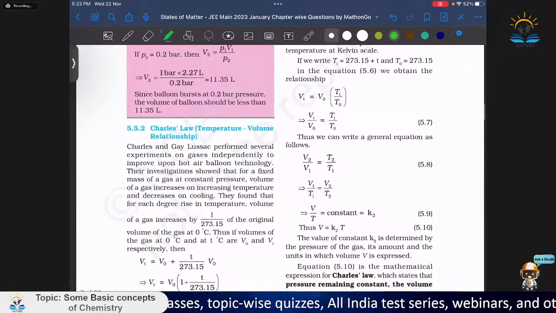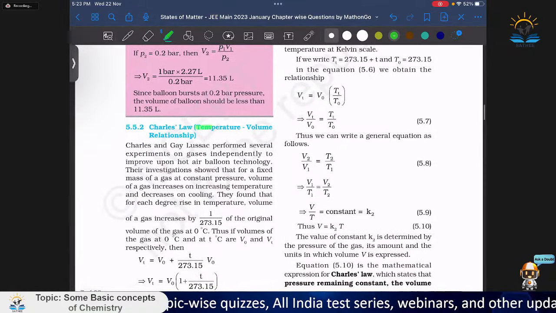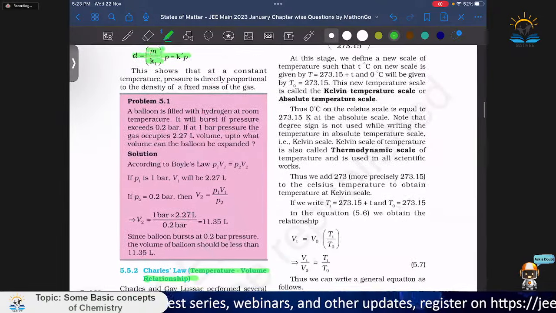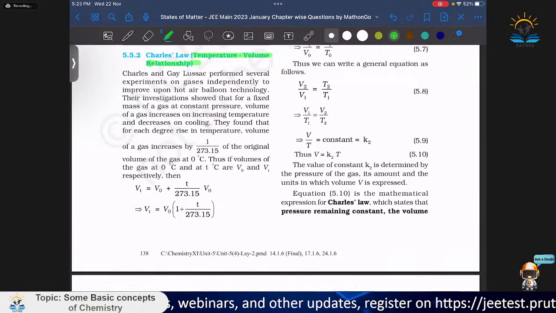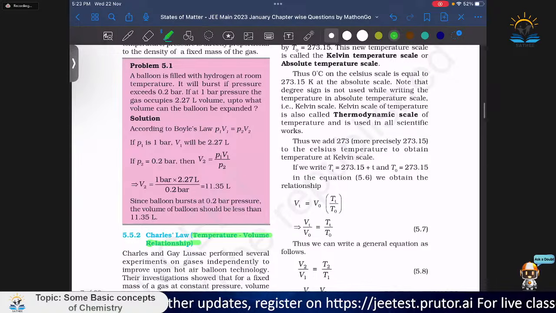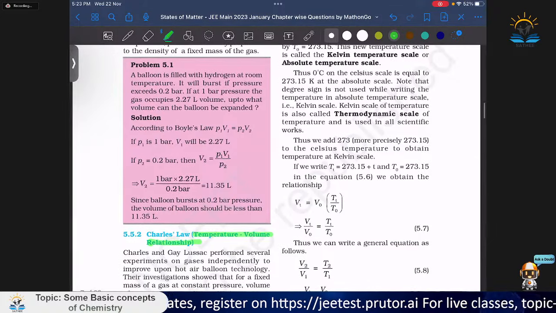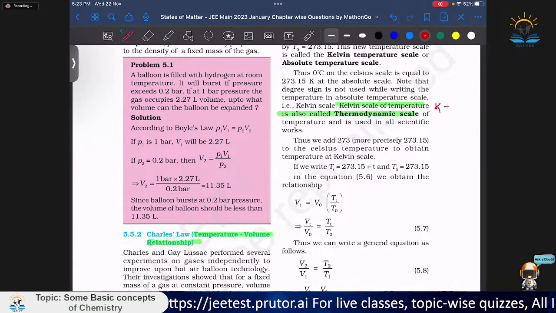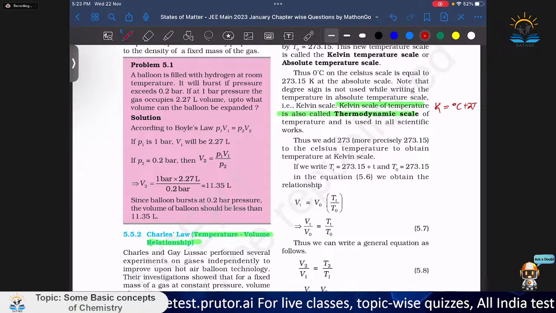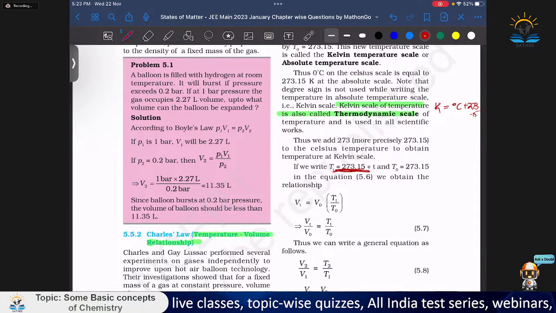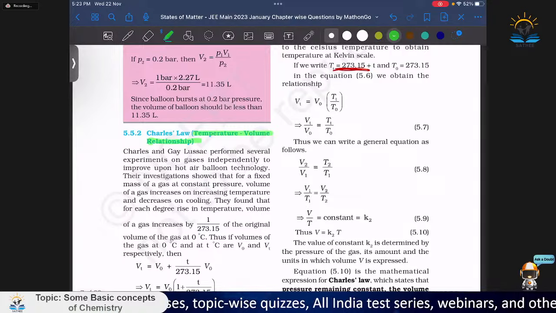Next, we have Charles's law. After Boyle's law, Charles's law explains the temperature and volume relationship at fixed pressure. Before we move on to Charles's law, they have given us a small definition of the Kelvin scale. We don't need to remember all this. We just need to remember that the Kelvin scale is called the thermodynamic scale, and Kelvin is equal to degrees Celsius plus 273.15. We need to add 273.15 to degrees Celsius to turn it into Kelvin.